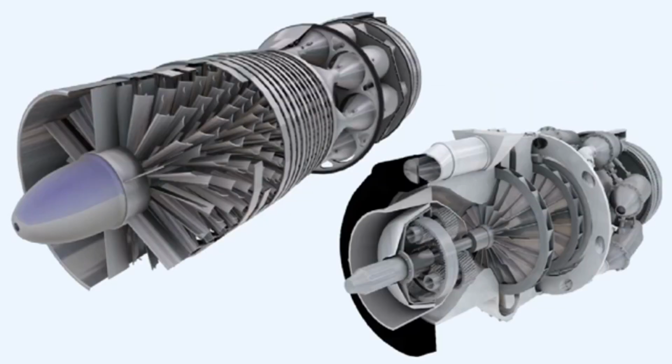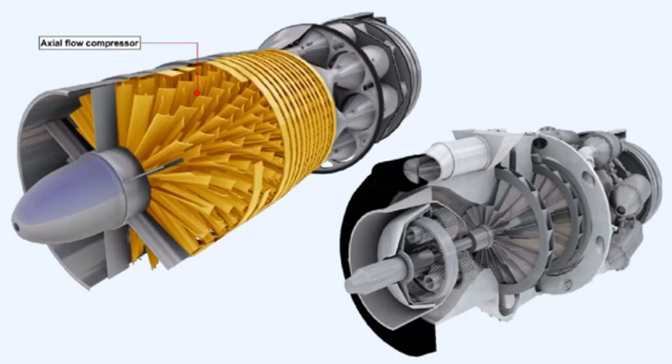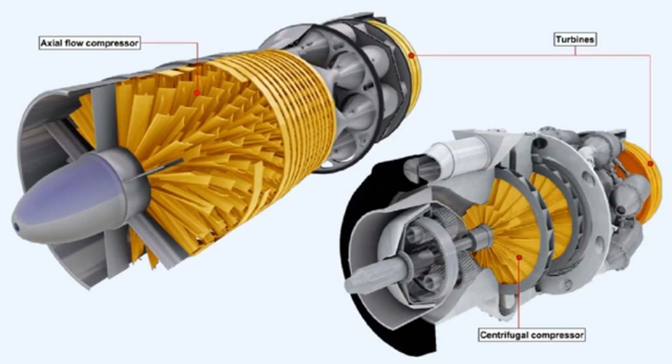There are two types of compressor being used in engines presently available. One allows axial airflow through the engine, while the other creates centrifugal flow through the engine. In each case, the compressors are driven by a turbine, which is coupled to the compressor by a shaft.